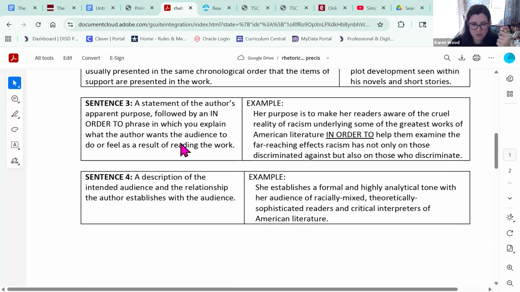Sentence three is author's purpose. You're going to use the words "in order to" to explain why she is making this argument. So it's not enough that we have an argument. They have to have a reason why.